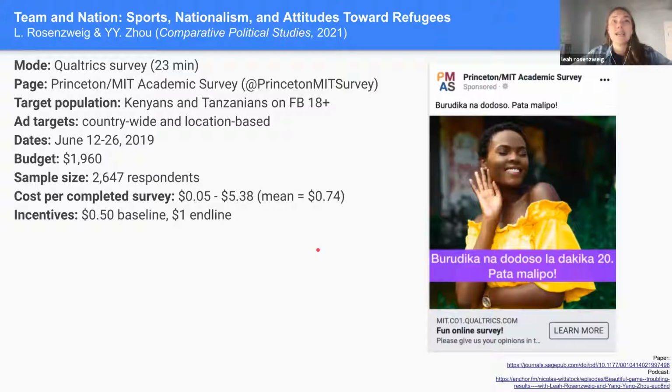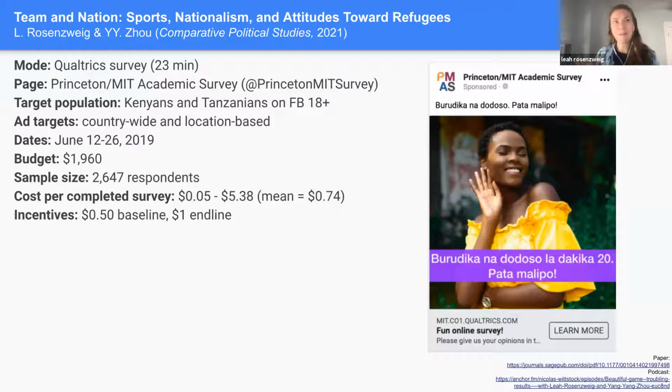So the second is a paper that was recently published in Comparative Political Studies with Young Zhou. We took out similar Facebook ads targeting Kenyans and Tanzanians on Facebook. We had a targeting strategy that was countrywide, but we also tried some more location-specific strategies. This was a project looking at how national sports team wins, in particular soccer team wins, influence both nationalism and national pride, but also attitudes towards refugees. Given that interest, we initially thought about targeting Tanzanians and Kenyans living near refugee camps in the country.